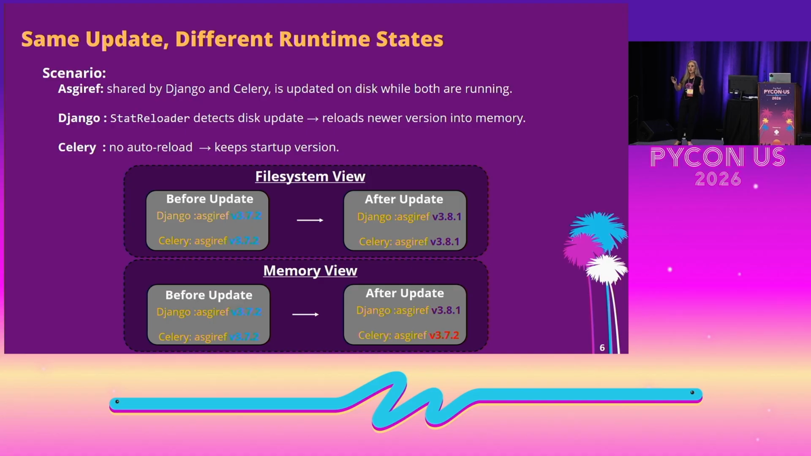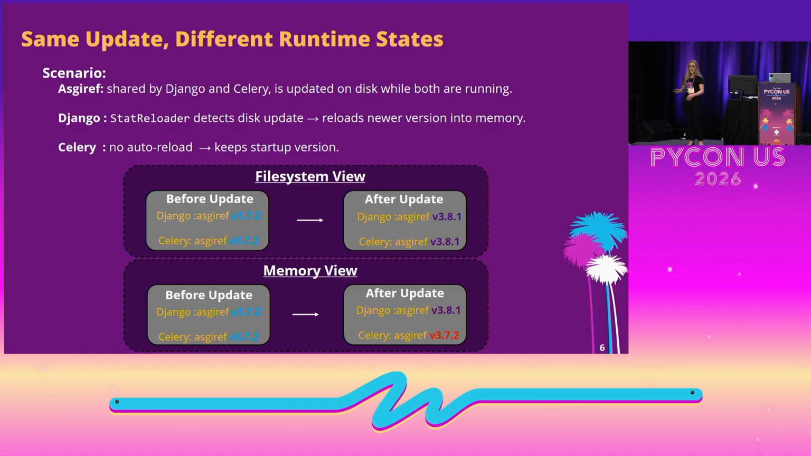Imagine you have two services running in your environment, Django and Celery. Both services use asgiref. It's a third-party dependency used by both services. Those applications are running in production, so you can't just reboot them or stop them. So now asgiref gets updated. Django has a reloader. It detects the update and the new version and loads it in memory.